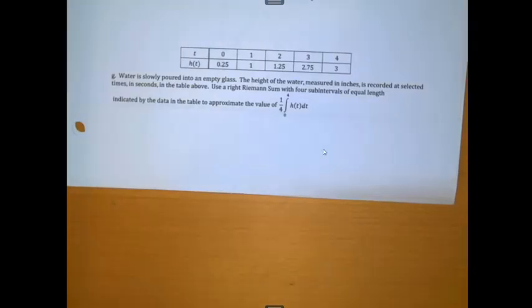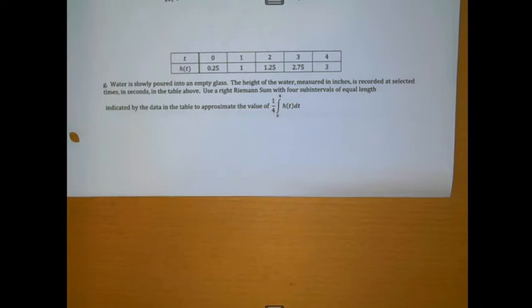Okay, and when we go to G, I'm going to pause right here for a second. All right, sorry about that.